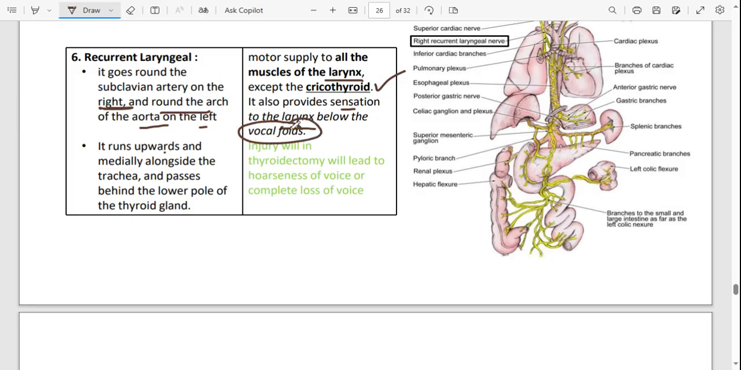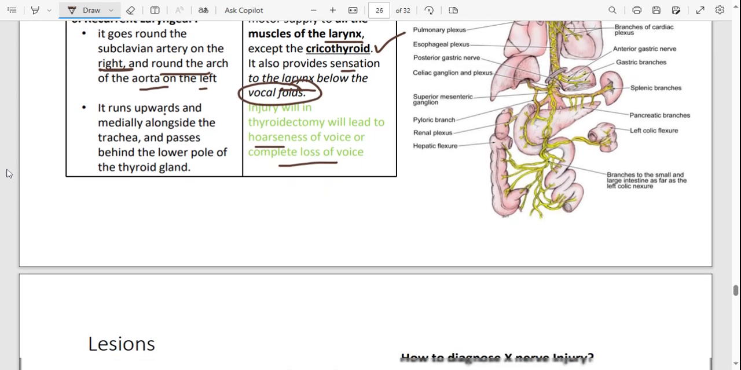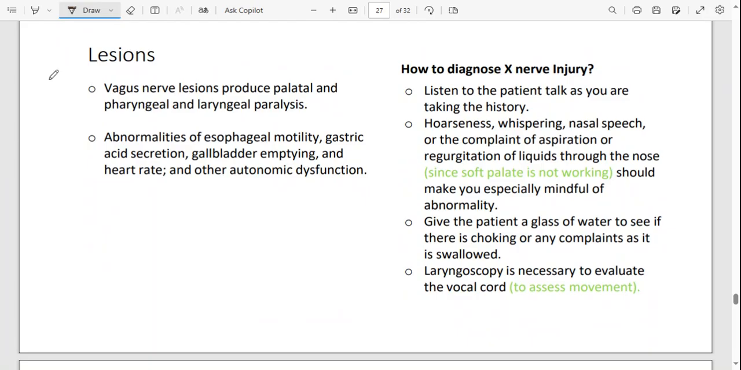And so if there is injury to this nerve, maybe when you are trying to remove the thyroid gland during thyroidectomy, it will lead to hoarseness and complete loss of voice. Please take note, they're going to ask you what nerve is involved when there is hoarseness or complete loss of voice. That's the recurrent laryngeal nerve. So if there's a lesion to this nerve, it can also produce palatal, pharyngeal and laryngeal paralysis. Okay.